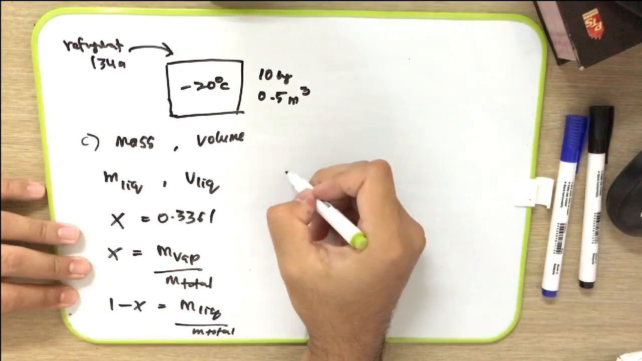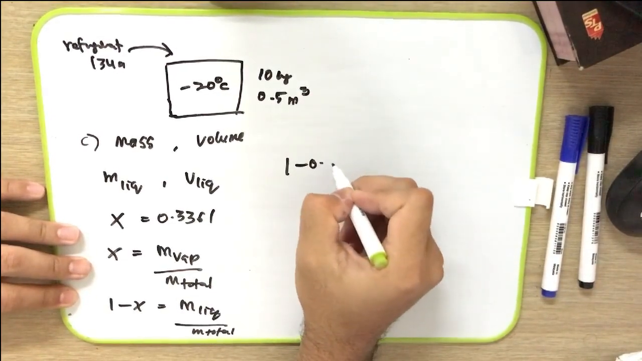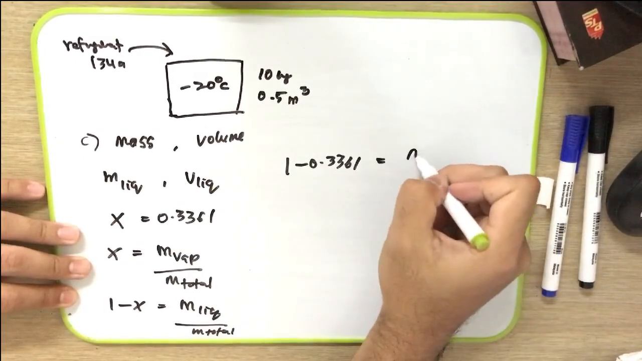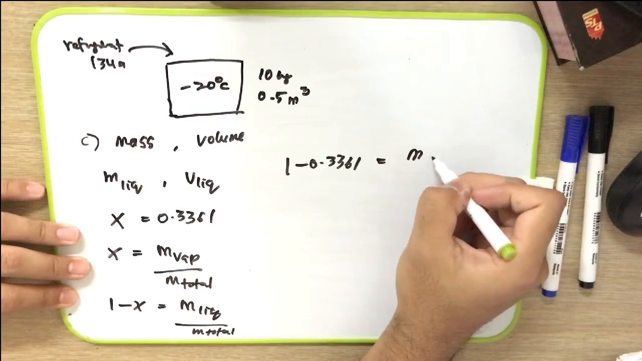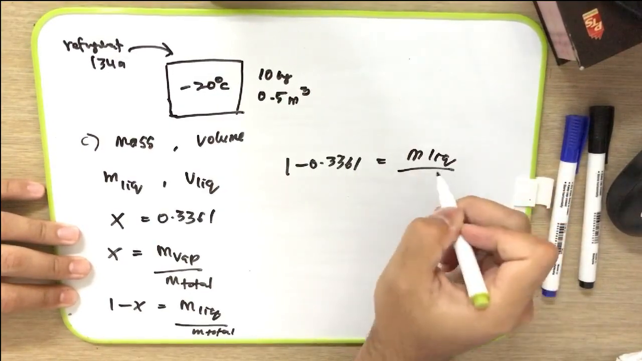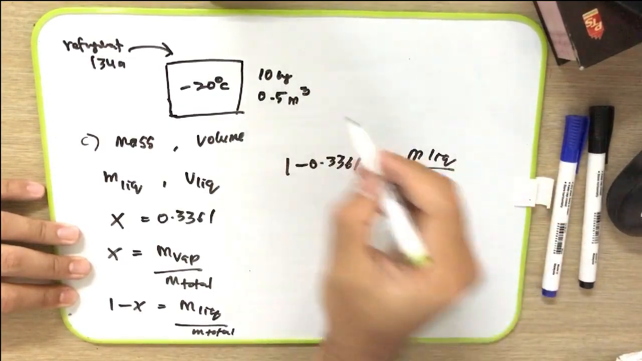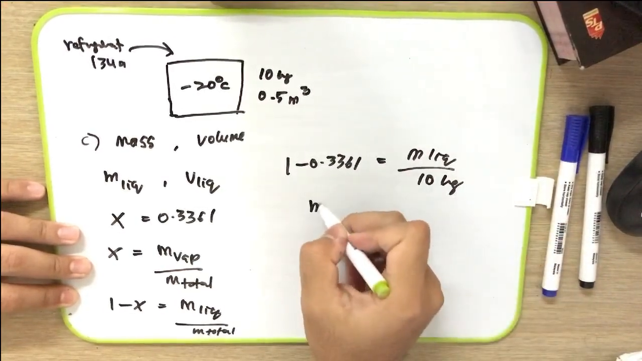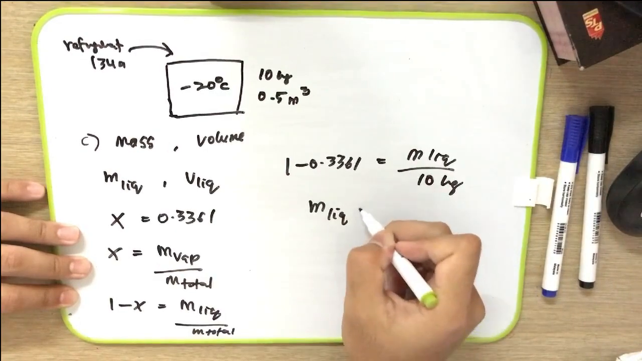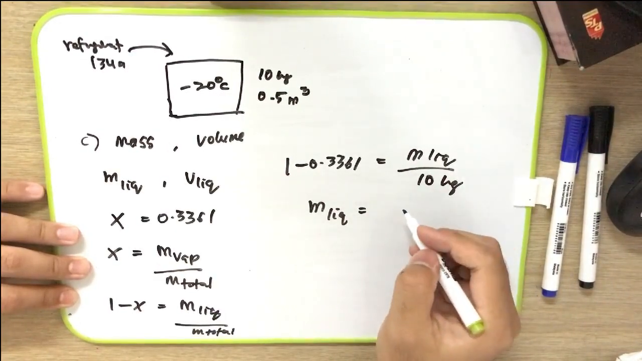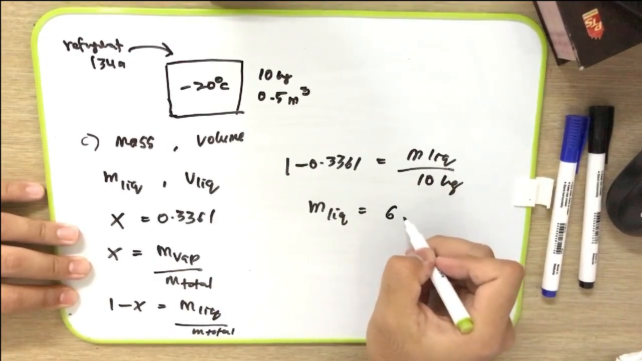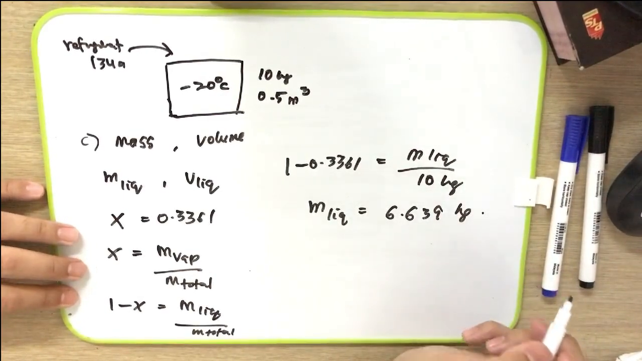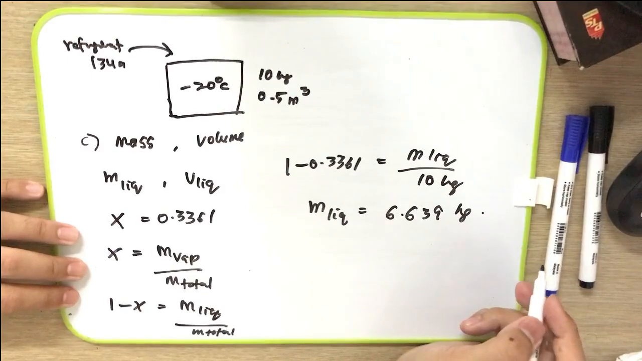So we can use this equation to find the M liquid. 1 minus 0.3361 is equal to M liquid over the M total, which is 10 kg. So M liquid is equal to 6.639 kg. So that's how we find the M liquid.